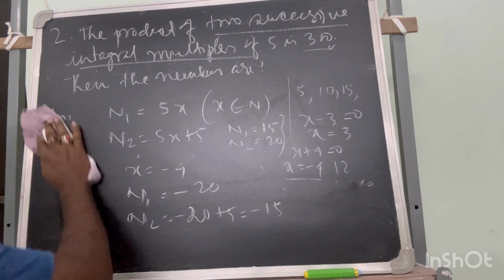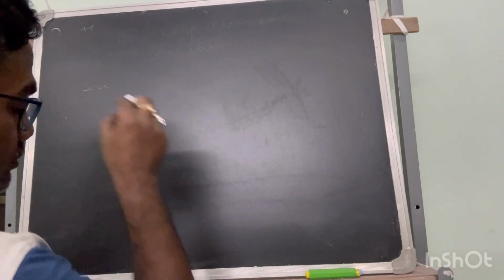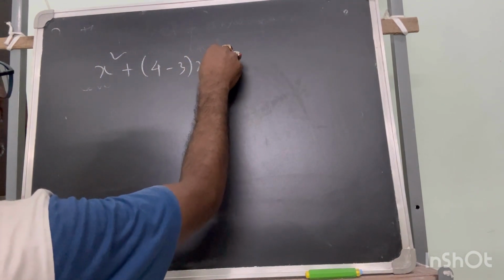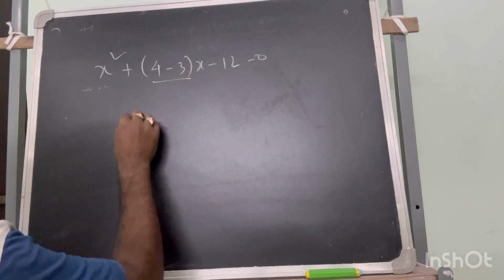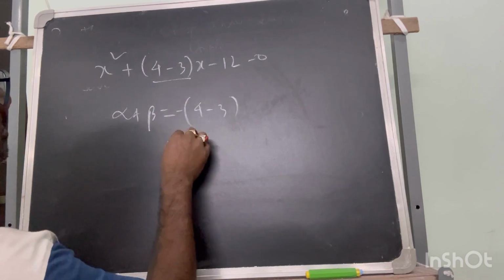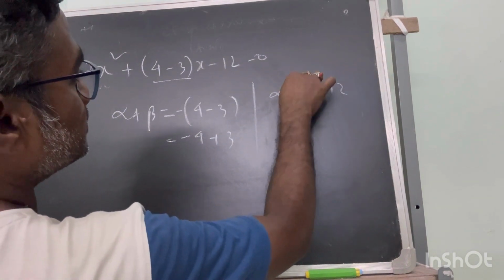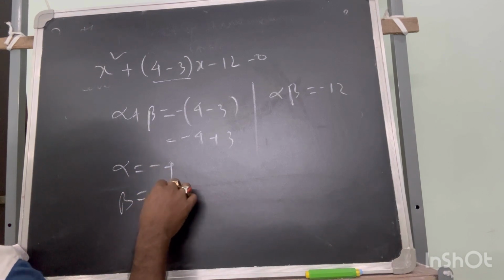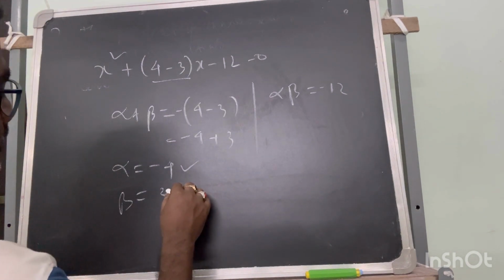Okay. So here also that situation has come, as in the last case. Once you are able to establish this part, then you need not break down the bracket and take the common and all that. From this, this is nothing but alpha plus beta in minus form. So that means this is equal to minus 4 plus 3, and what is this? This is equal to alpha into beta, that is equal to minus 12. That means if I take alpha is equal to minus 4, then beta is equal to 3. So one solution is minus 4, and the other solution is 3.